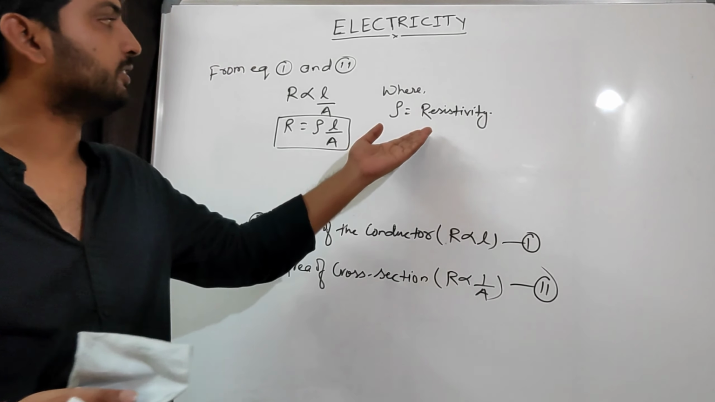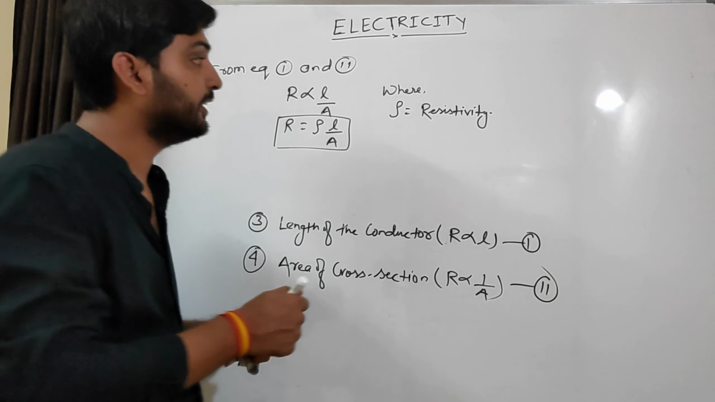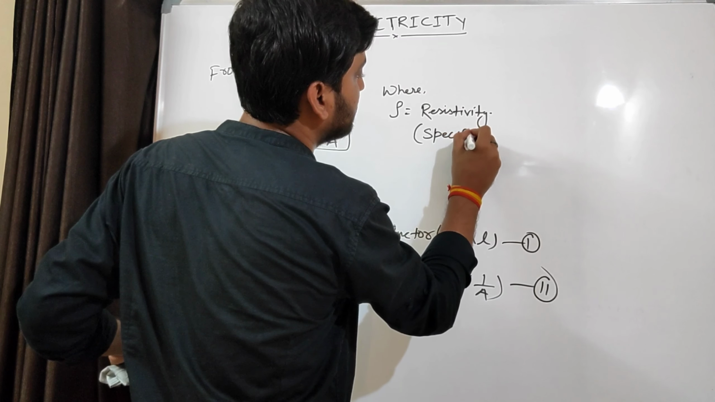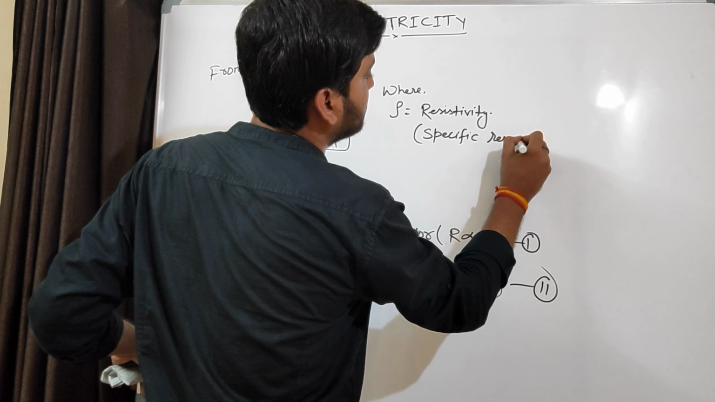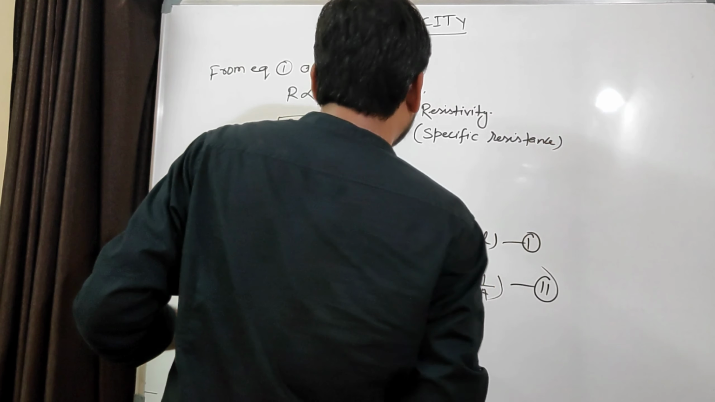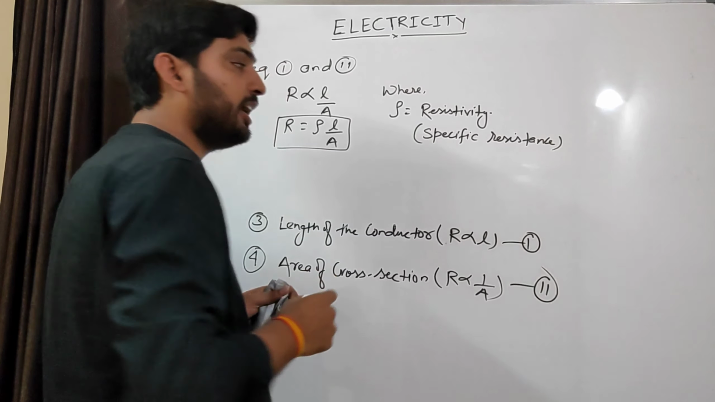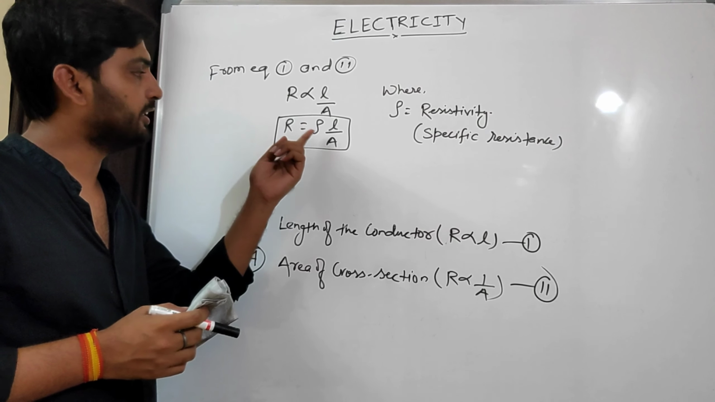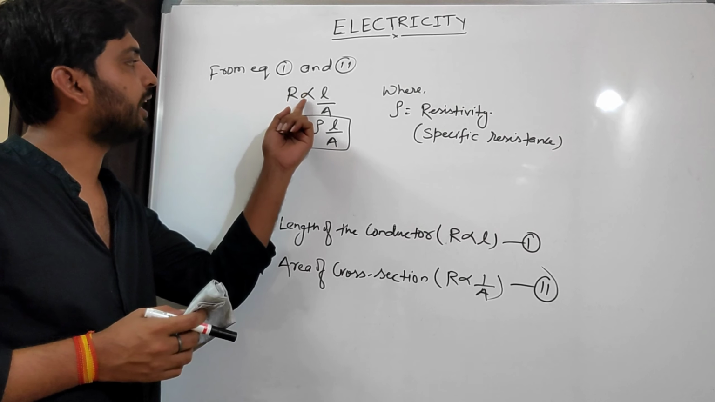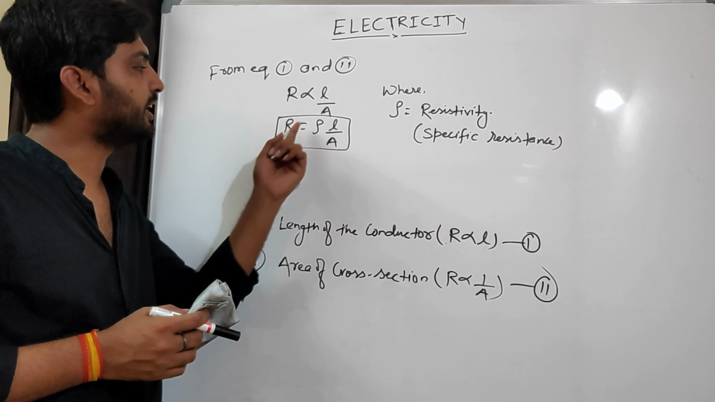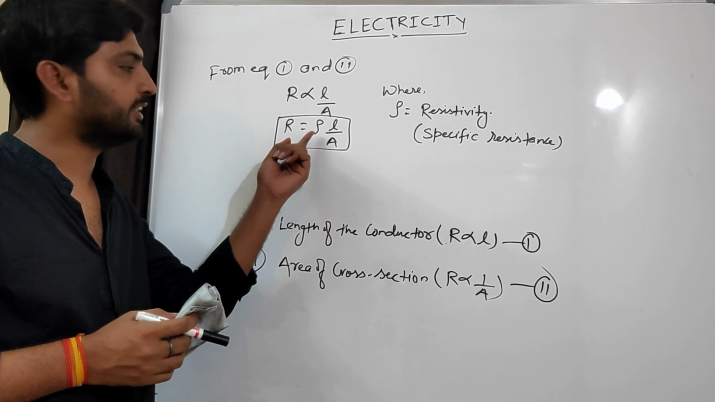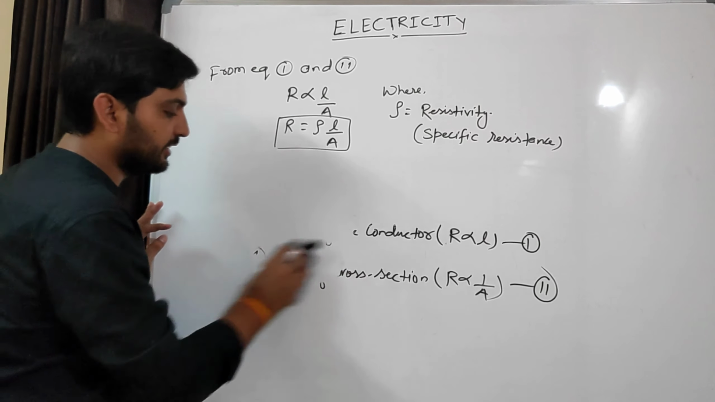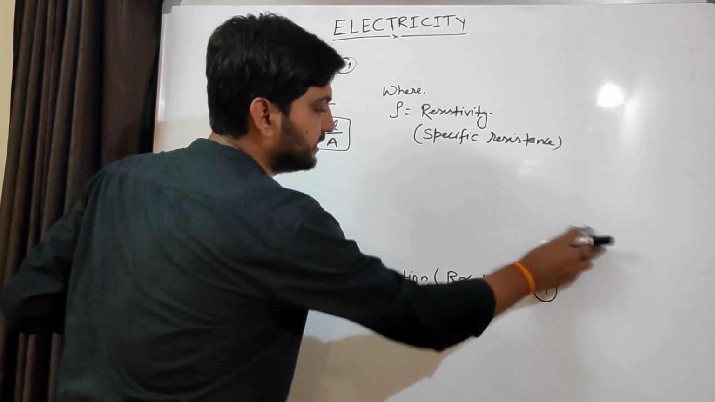Now again a new term came, resistivity, and we know there is another name, specific resistance. This is also known as specific resistance. Now what is resistivity? We have seen it is a constant. It is a proportionality constant, because as we removed the proportionality sign, rho, resistivity, came into consideration. Now we will learn what this resistivity is. Let us define this resistivity.